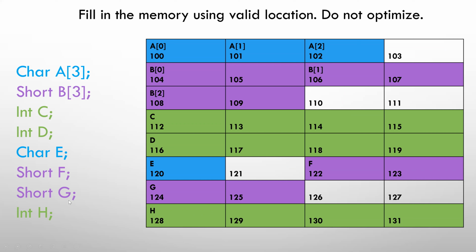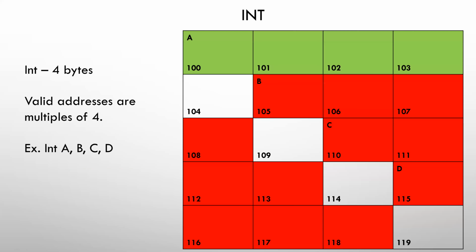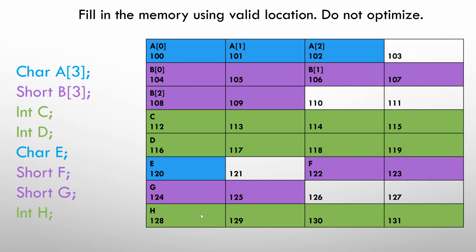And now we move on to integer H, which is again, if we go back to the integer slide, 4 bytes and valid addresses are multiples of 4. So we can't use address 126 or 127 as they aren't multiples of 4. So we go down to address 128, which is a multiple of 4, and we do integer H for 4 bytes across, and that is a problem.